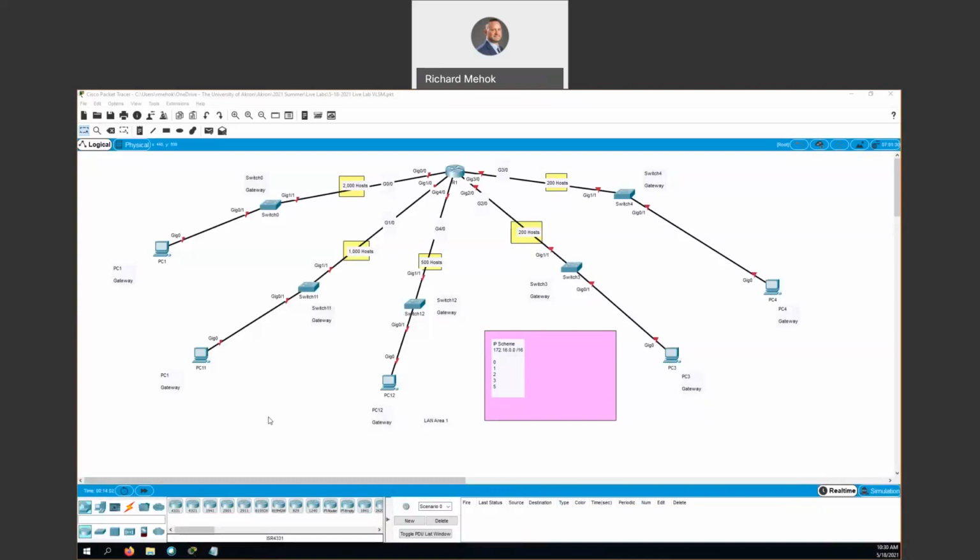We're going to try to make sure we all know that VLSM. So we're looking at a Packet Tracer. We can see we have a router with 1, 2, 3, 4, 5 gigabit interfaces. And then you look at the host requirements. So I highlight them here with the yellow boxes.